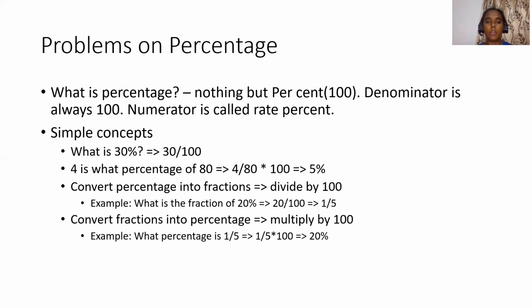Example, what is the fraction of 20%? It's nothing but 20 by 100, which is equal to 1 by 5. And when we convert fractions into percentage, or when we ask what is the percentage of 1 by 5, it's multiplied by 100, which is equal to, in this example, 1 by 5 is nothing but 20%.